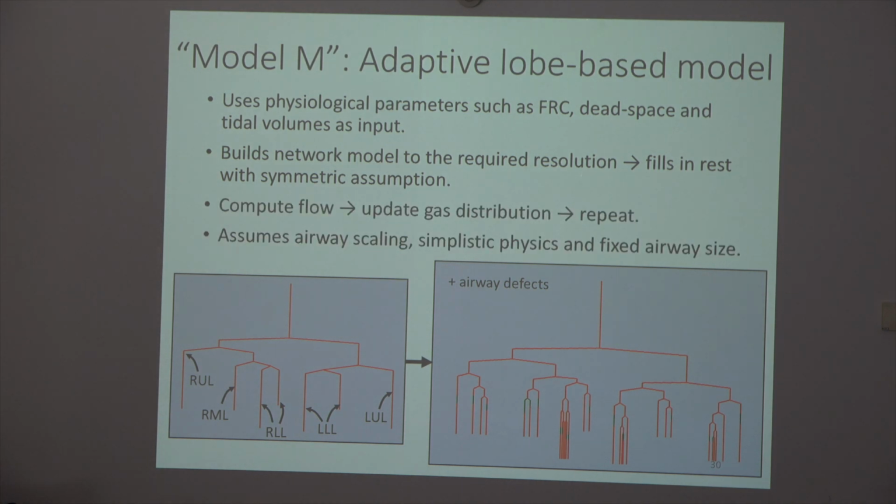simulation setup, and the idea is you compute the flow for the ventilation, update the gas distribution through a transport equation, and repeat. And all of these tree models assume some kind of simplistic scaling relation, so that we can build them without any patient-specific information to start out with, so they were models taken from the literature, essentially adapted from the Horsfield and Weibel data.